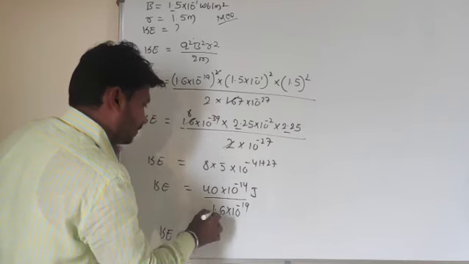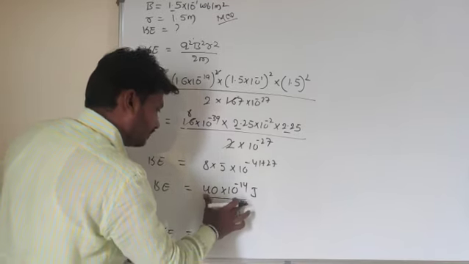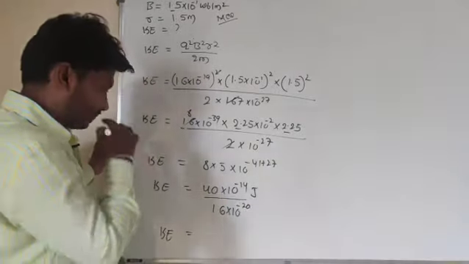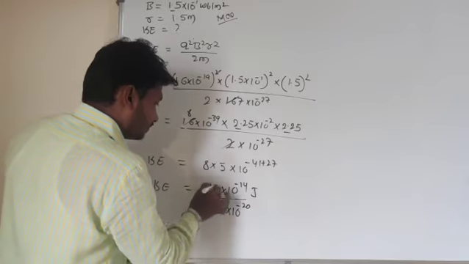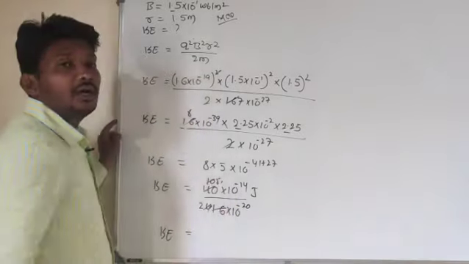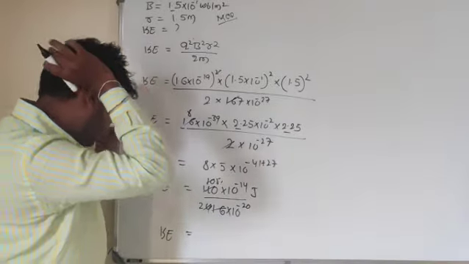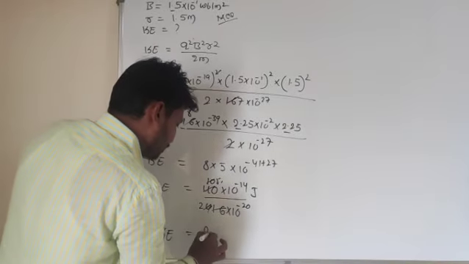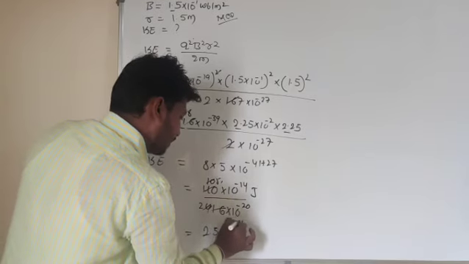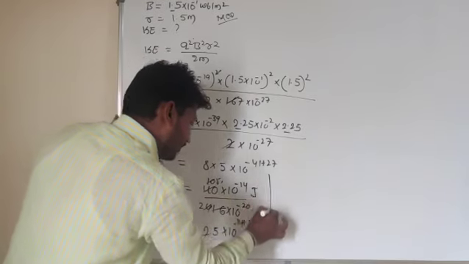Kinetic energy is equal to, or you can take this one as 16 into 10 to the power of minus 20. So that is 5 by 2 here. So 5 by 2 means that is 2.5 into 10 to the power of minus 14 plus 20 here.